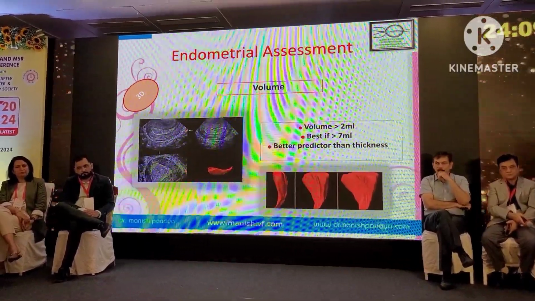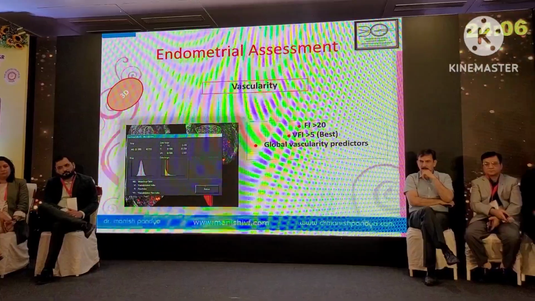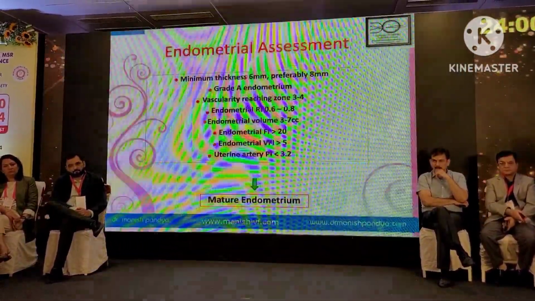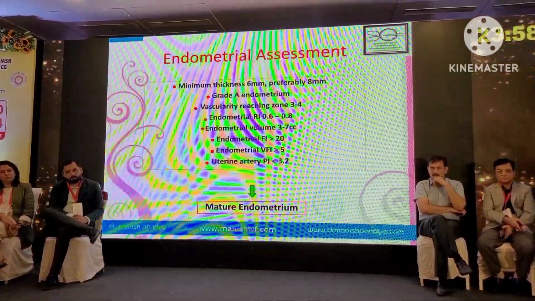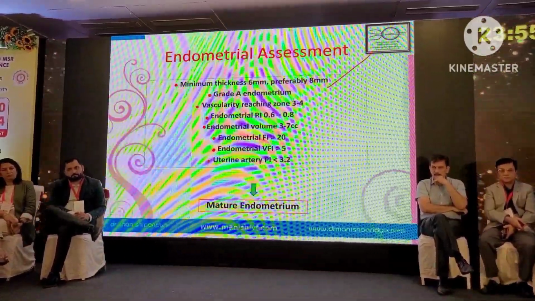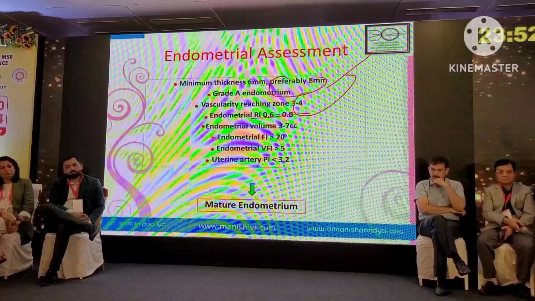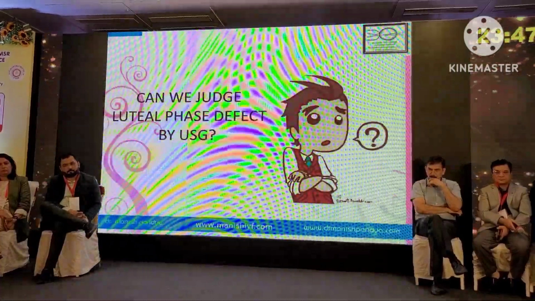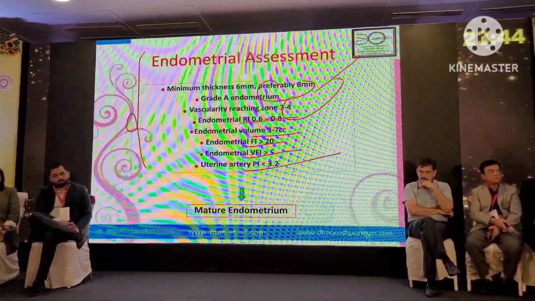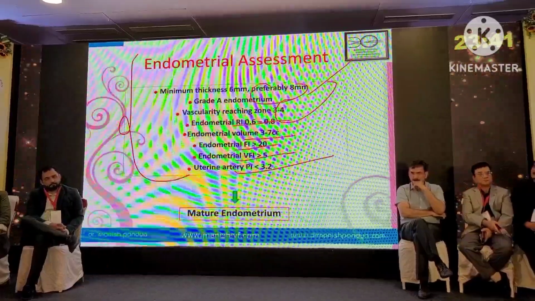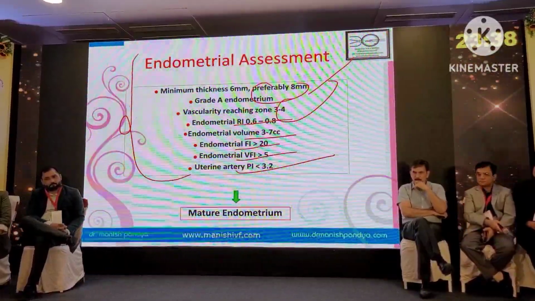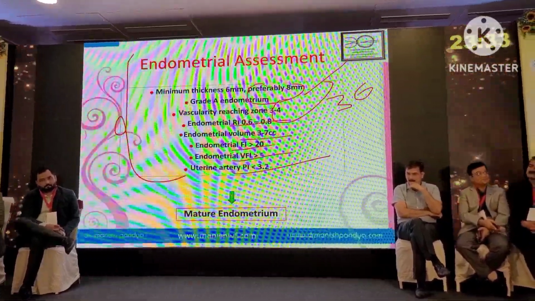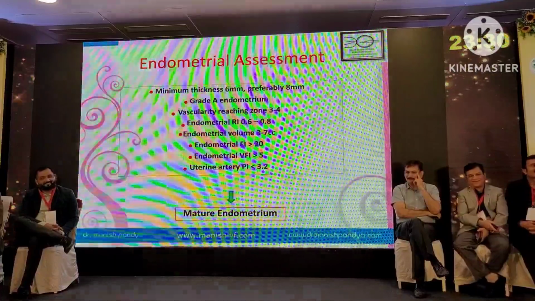VOCAL is giving a very good idea regarding the volume. A volume of more than 7 is a better predictor of thickness. With vascularity, VI should be more than 20, FI more than 5. So this is the global vascular parameter. This slide gives you all things regarding the mature endometrium: thickness, grade A, vascularity, endometrial RI, volume, VI, FI, VFI and PI. So this is a sign of a mature endometrium. That's why I am telling you that you have to consider the endometrium. As a female, we have to look at so many things. So just visualize the endometrium. You want to get married, so you have to get all 36 out of 36 goals; they should be mature. Then you will get ready for this marriage.